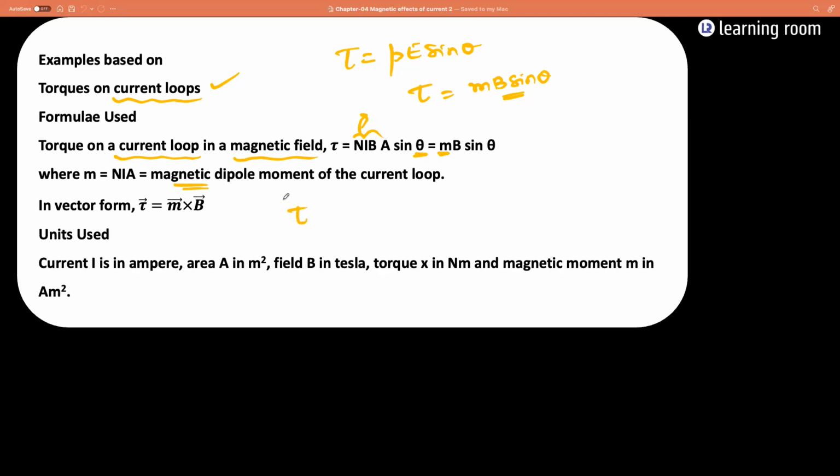So torque vector will be equal to M vector cross B vector. So these are all the expressions you're supposed to remember. So what is torque as a vector given as? It is given as M vector cross B vector.